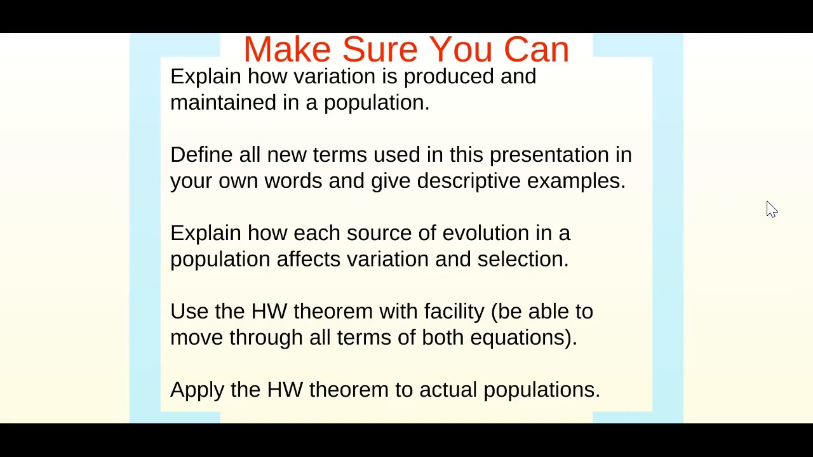Explain how each source of evolution in a population affects variation and selection, and use the Hardy-Weinberg theorem with facility, meaning be able to move through all terms of both equations. Applying the theorem to actual populations is necessary for you to do as well.